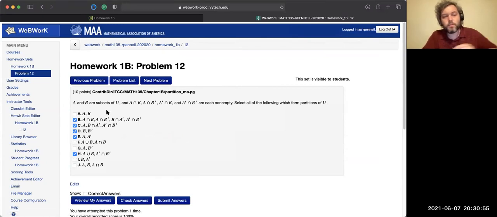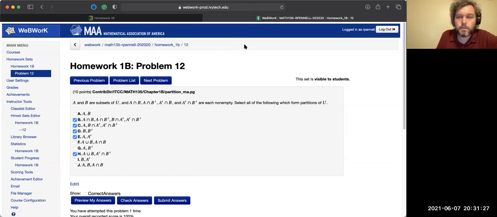Okay, so this one's going to be kind of confusing, but A and B are subsets of the universal set. A intersect B, A intersect B complement, A complement intersect B, and A complement intersect B complement are non-empty. Select which of the following form partitions. Now remember what a partition is. A partition means there's no overlap, and there's nothing outside those sets.